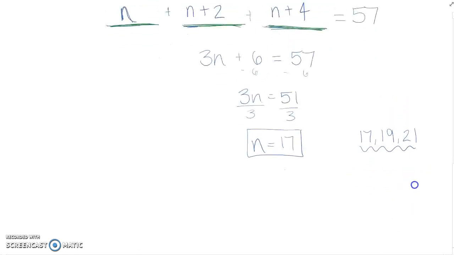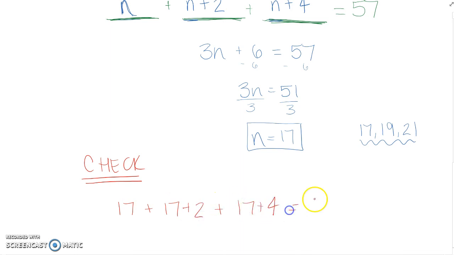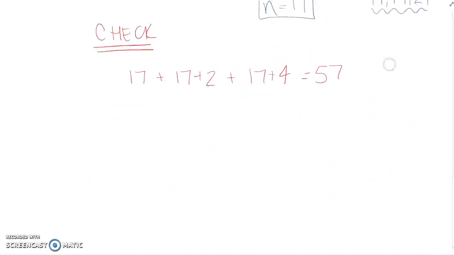Now, I guess I can check to show that we're right for this one. So if we were going to check, remember we would just substitute. So we've got 17 plus 17 plus 2 plus 17 plus 4 equals 57. Well, hopefully it does. So then I'm going to simplify. Well, we just add from left to right. So 17 plus 17 is 34, plus 2 plus 17 plus 4. You could do all of this in one step or in your calculator. For the video, I'll show all of it.